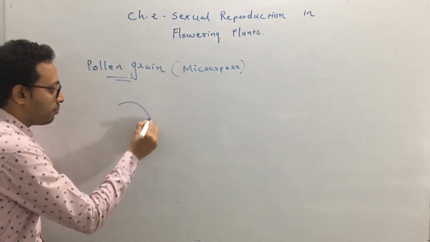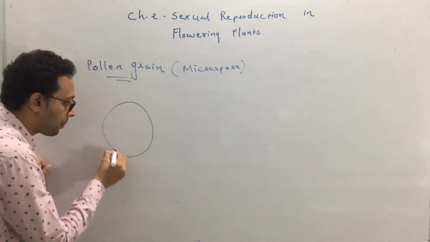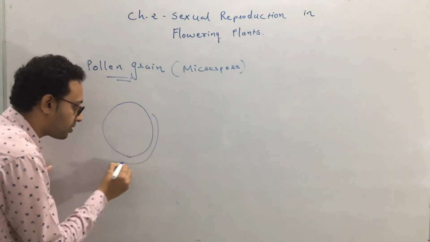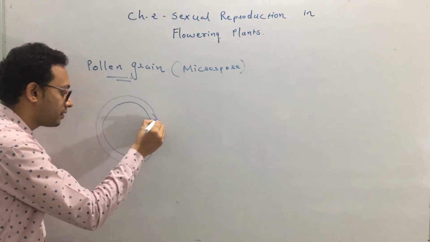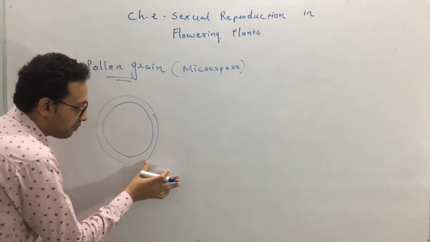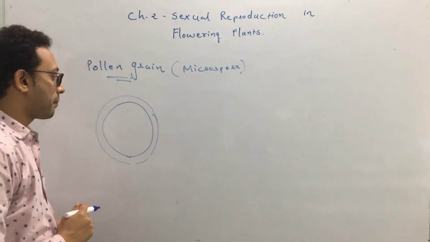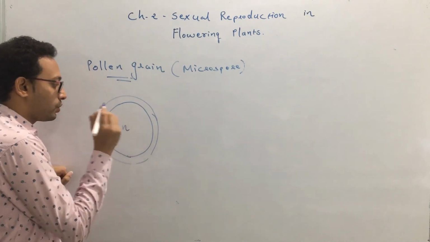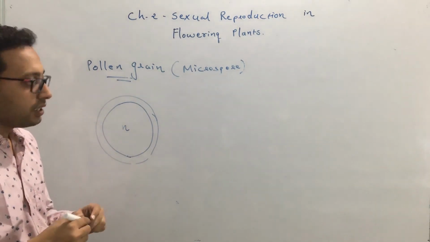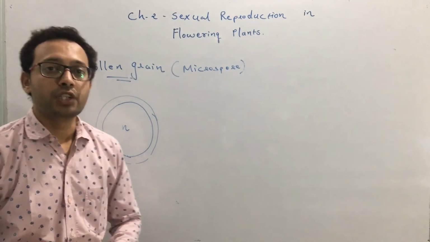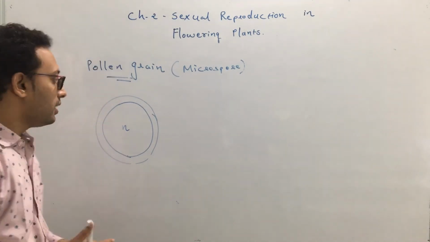Now we know that this is a pollen grain. It contains two layers. There are certain places where there is an absence of sporopollenin. It contains n number of chromosomes. Now what happens to it? Or how the male gametes are going to be produced.